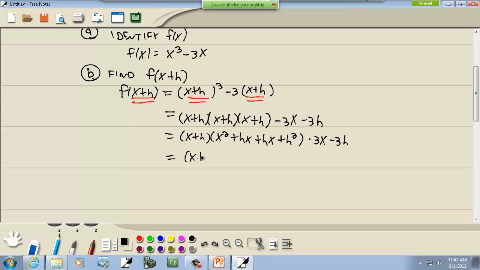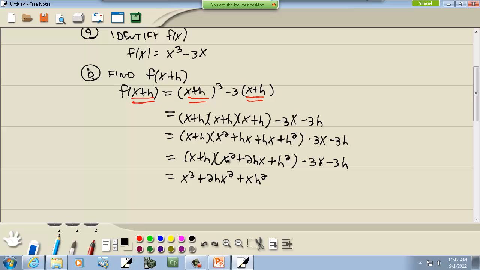So then we got x plus h times x squared plus, combining like terms, hx plus hx is 2hx plus h squared minus 3x minus 3h. And now multiply x plus h times that. So I'm going to take x times x squared, which gives us x to the third. x times 2hx gives us 2h x squared. And x times h squared gives us x h squared.